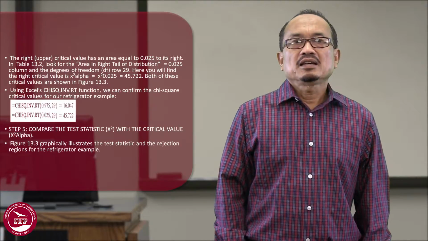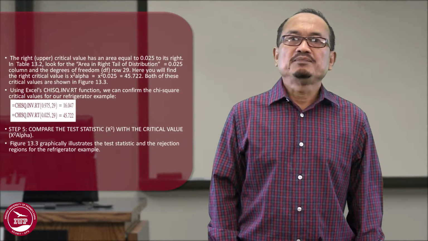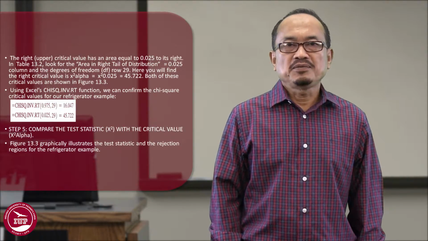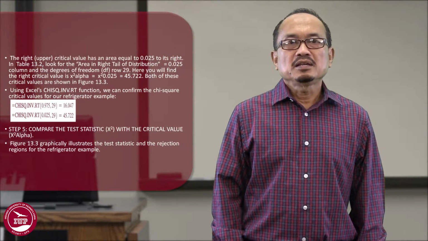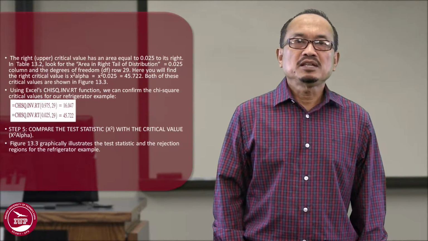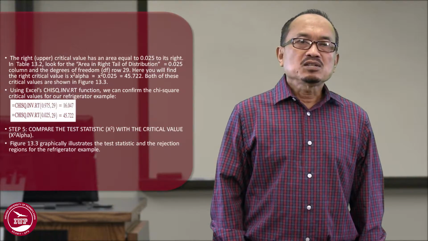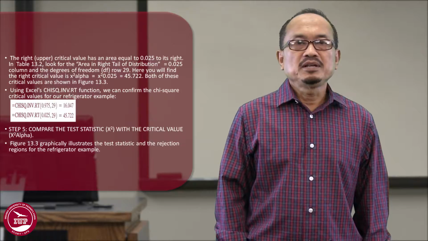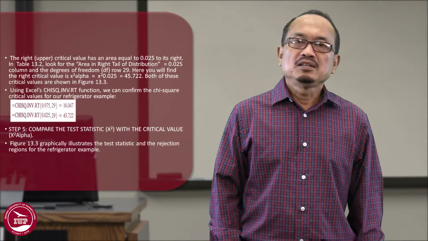Using the Excel CHISQ.INV.RT function, we can confirm the chi-square critical values for our refrigerator example. Chi-square for 0.975 with degrees of freedom 29 equals 16.047, and chi-square for 0.025 with degrees of freedom 29 is equal to 45.72.